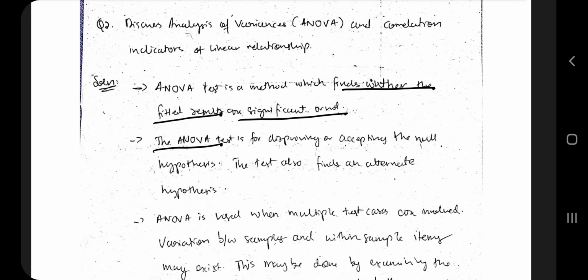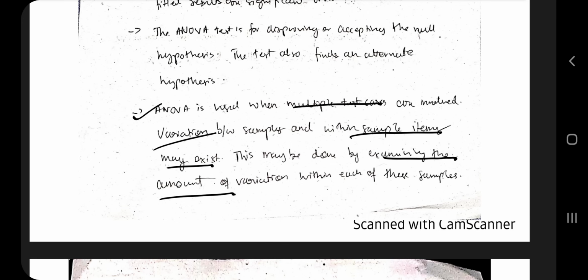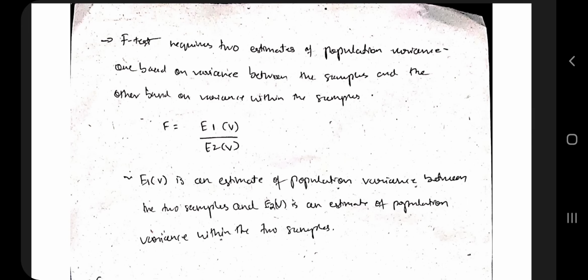The ANOVA test is for disproving or accepting the null hypothesis. This is the second point. Here we will be using the null hypothesis, and whether the null hypothesis is accepted or not, it will provide an alternative hypothesis. Moving on to the third point, it is used when there are multiple test cases involved. Variation may exist between them and within the sample items. This may be done by examining the amount of variation, then deciding whether the multiple test cases are variant or not within each of these samples. Then there is a formula called the F test, using e1v divided by e2v.